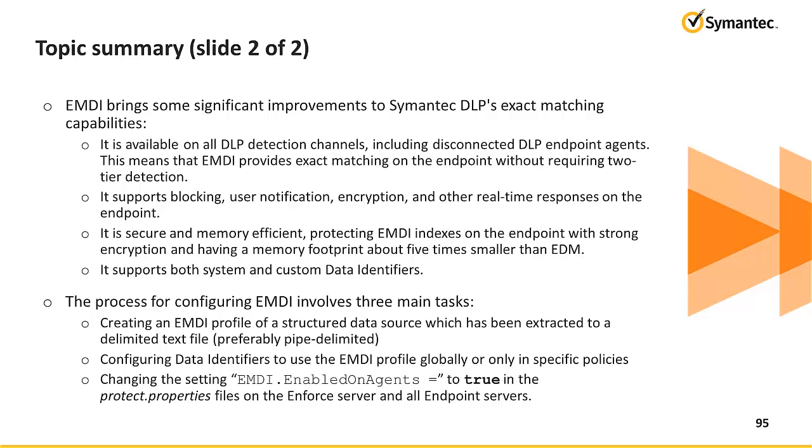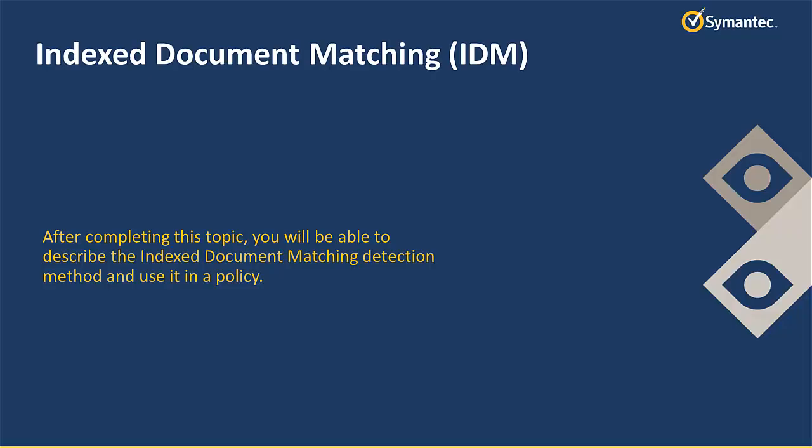The process for configuring EMDI involves 3 main tasks. One, creating an EMDI profile of a structured data source which has been extracted to a delimited text file, preferably pipe delimited. Second, configuring data identifiers to use the EMDI profile, either globally or only in specific policies. And third, changing the setting emdi.enabledOnAgents=true in the protect.properties file on the Enforce server and all endpoint servers.